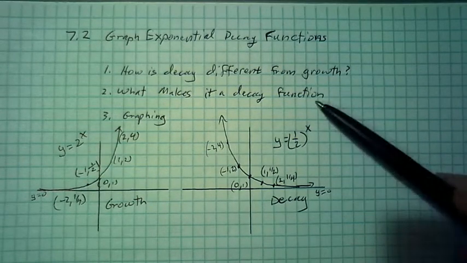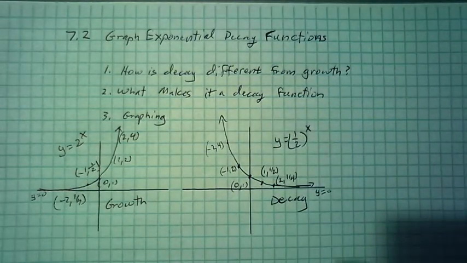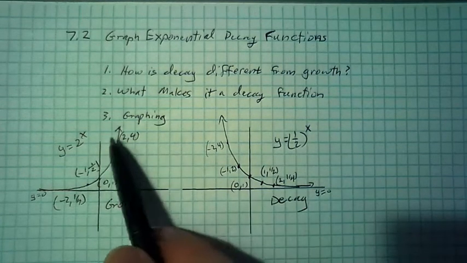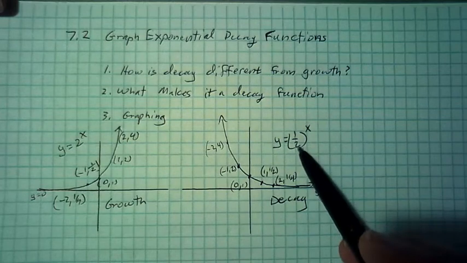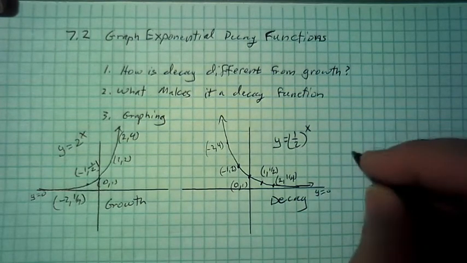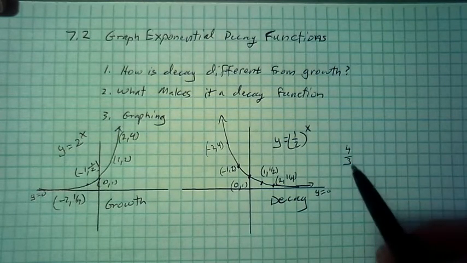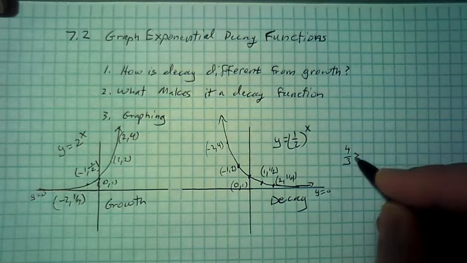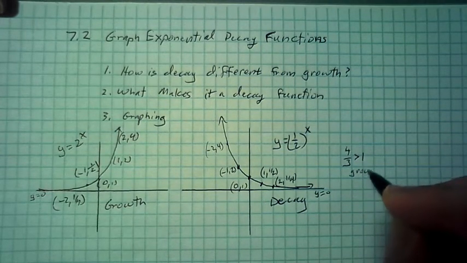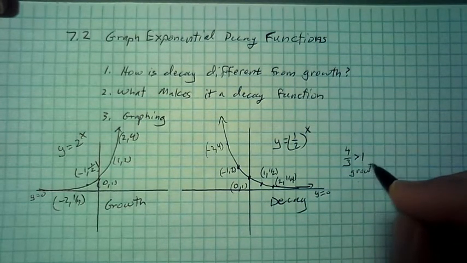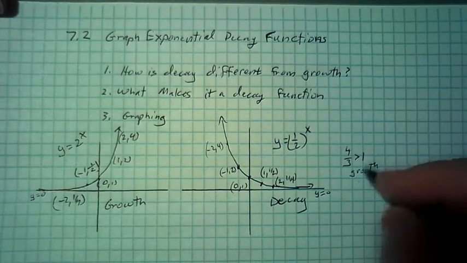So that's how they're different, and I already kind of said what makes it a decay function: the base is less than 1. There is an exception we're going to talk about in 7.3, but for today, you can just worry about looking at the base. If the base is bigger than 1, it's growth. If the base is less than 1, it's decay. Be careful of fractions like 4/3. If you're not being careful, you'll look at this, see it's a fraction, and assume that it's decay. But 4/3 is bigger than 1. So if this were your base, it would represent a growth function, not a decay function. That would be growth.